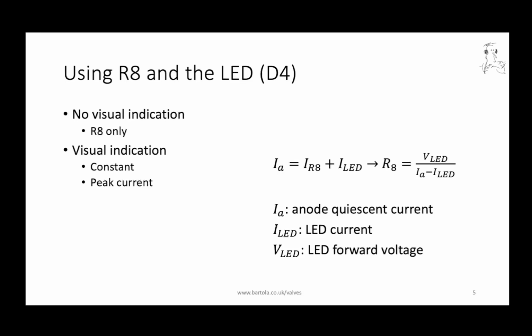The second scenario is you want some visual indication. You can either expect to have some constant operation of the LED, just to indicate whether the board is operating and there is some current through the anode, which is very useful. And the second option is whether you want the visualization to happen when there is a specific scenario where the current goes through a threshold.